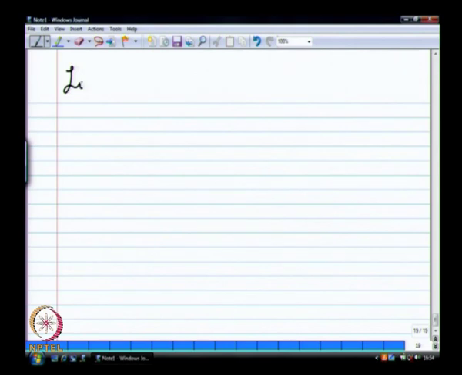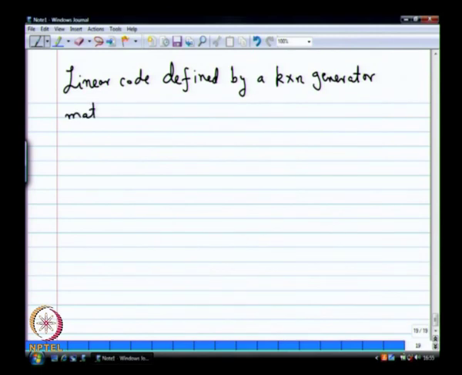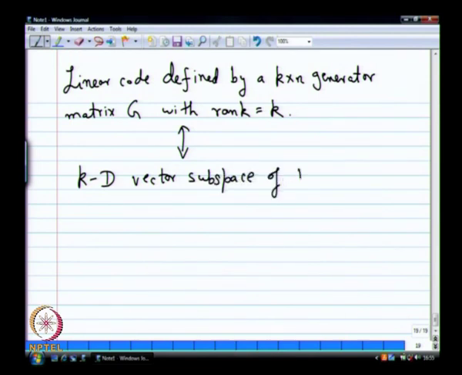So, if you have a linear code defined by a k by n generator matrix G with rank, let us say, equal to k, okay. This is equivalent to the following description. You have a k dimensional vector subspace of F2^n with basis as, what? The rows of G.